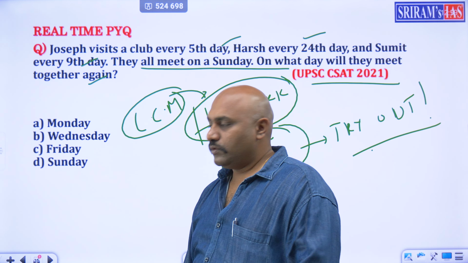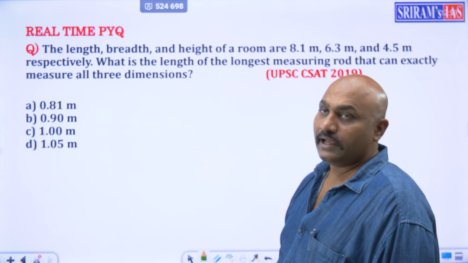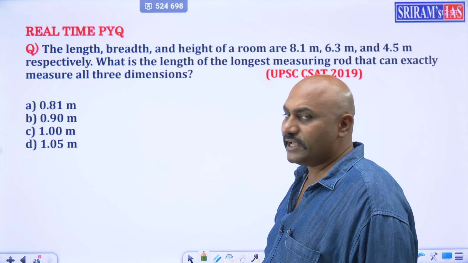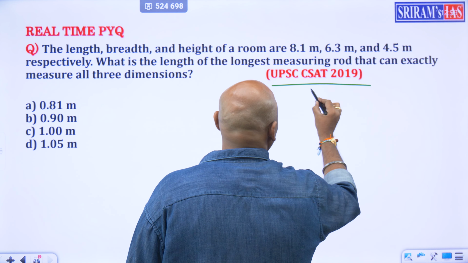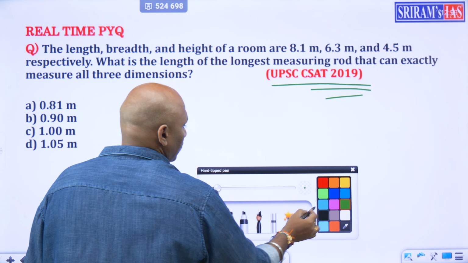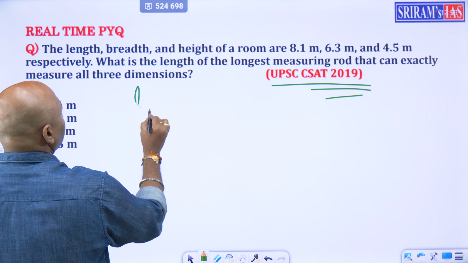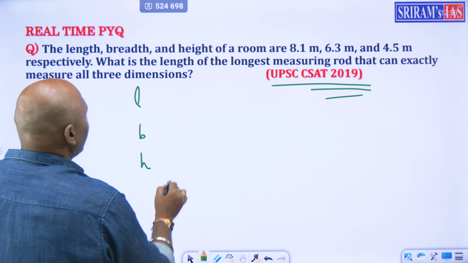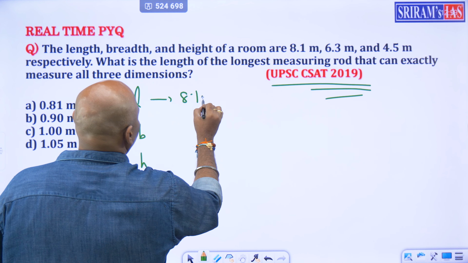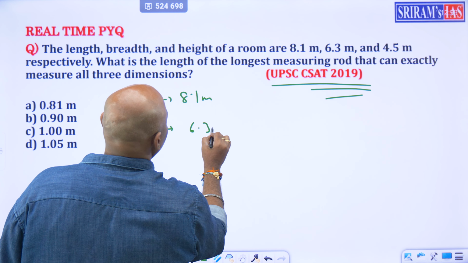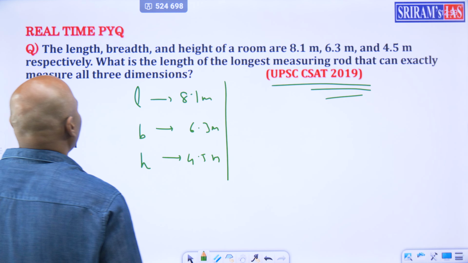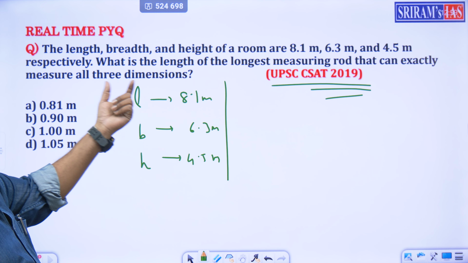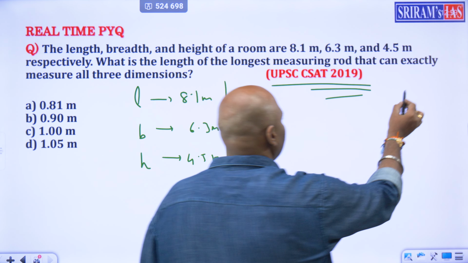Okay. Now another question was given on HCF, the highest common factor. Let's check out this question also. This was given in UPSC. Let's have a quick glance. The length, breadth and height of a room are given as 8.1 meters, 6.3 meters and 4.5 meters. What is the length of the longest measuring rod that can exactly measure all these?